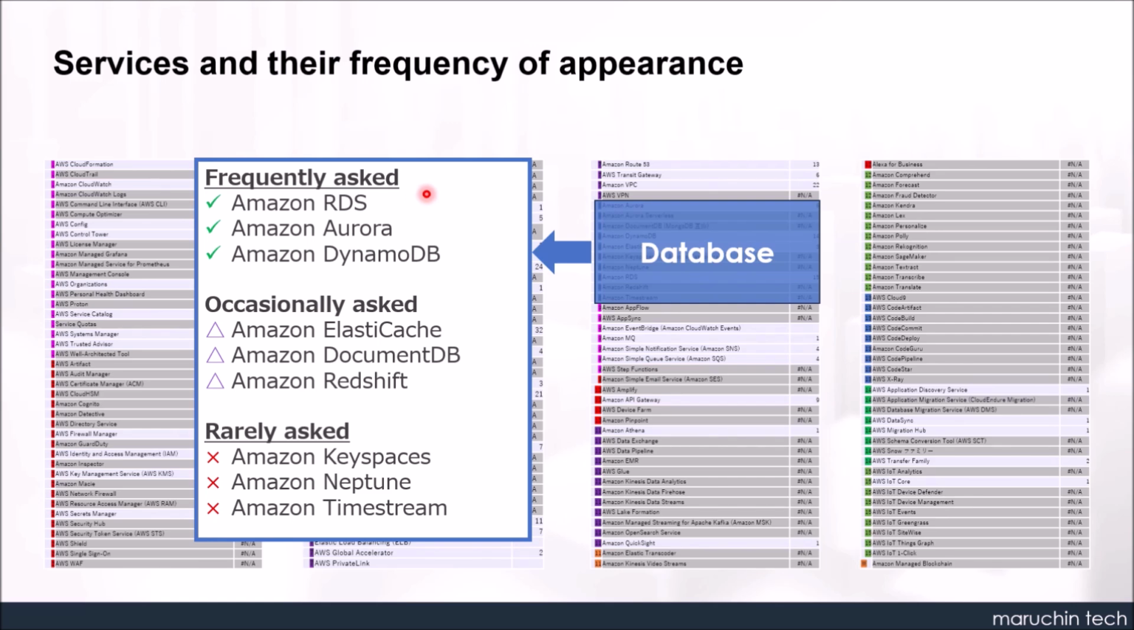Additionally, in cases where a strict RTO is required, there are frequently questions about choosing Aurora Global Database. DynamoDB is also frequently tested. For DynamoDB, questions often involve DynamoDB Accelerator, DAX, DynamoDB Streams, and the differences between DynamoDB's on-demand mode and provisioned mode.